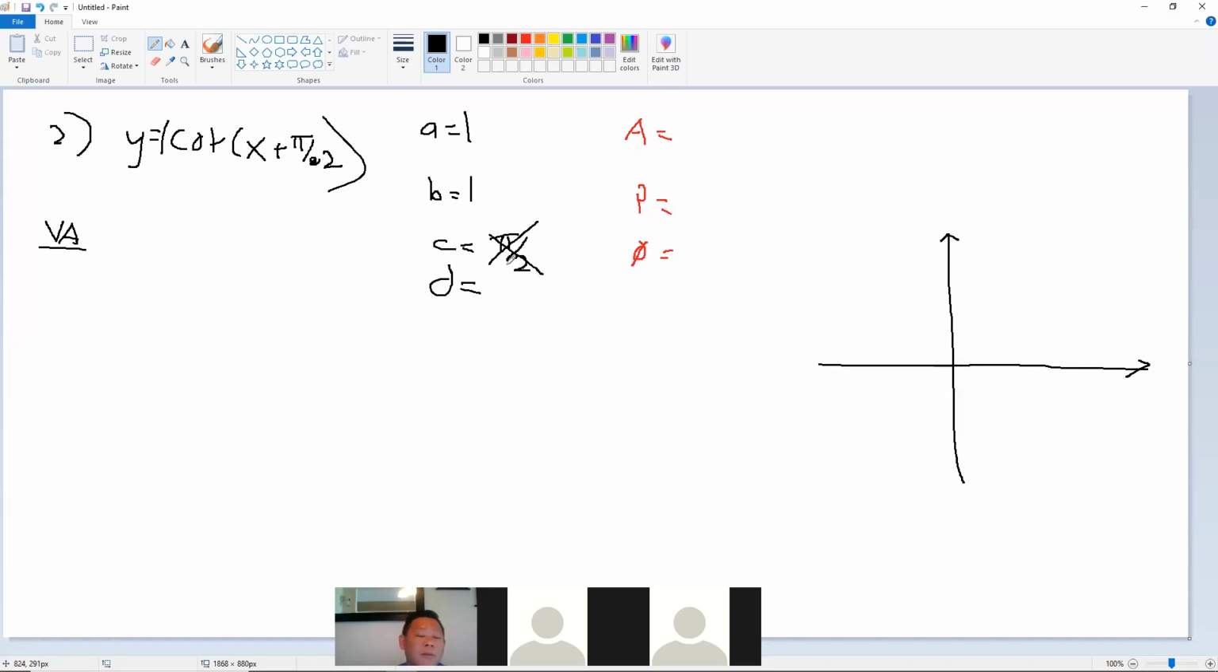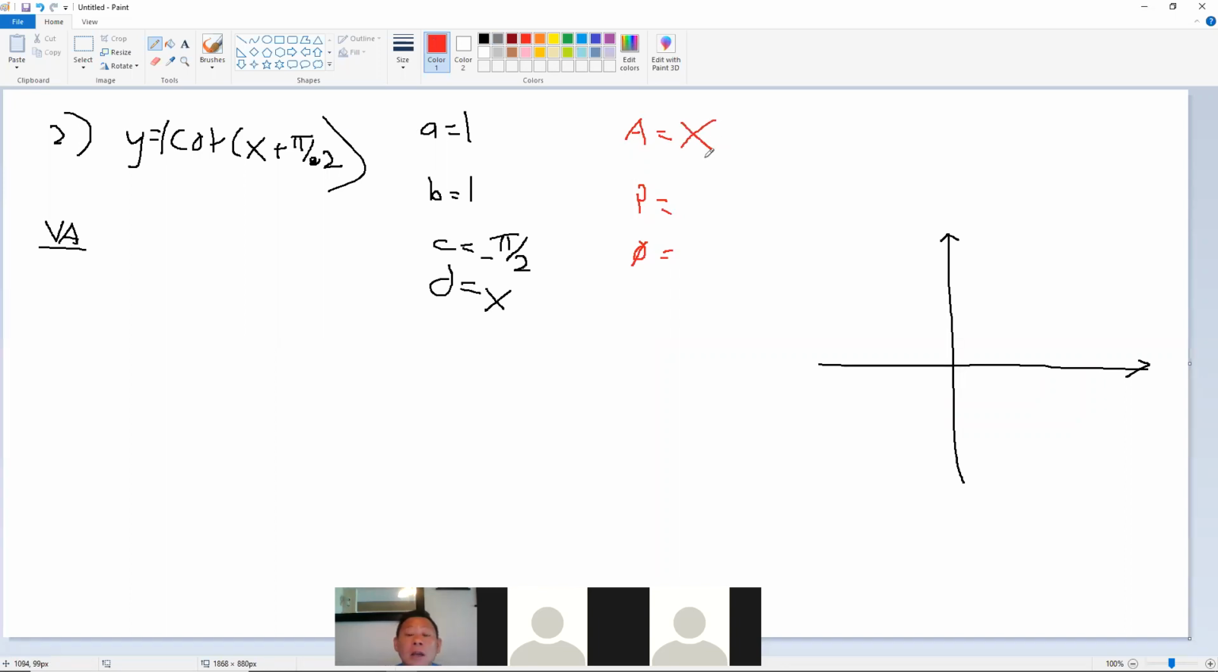Why is it wrong? Oh, negative. Yes, don't forget the negative. Because don't forget, origin, this is a negative. So make sure you have a negative. And do we have a D in this case? No. Okay, good. So again, tangent and cotangent do not have amplitude. So we do not need to do any amplitude here.